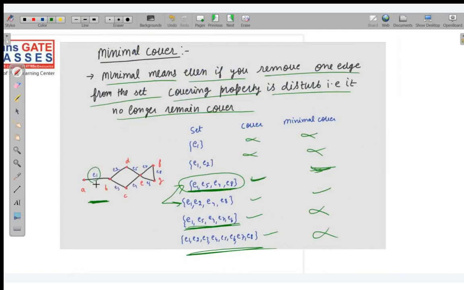Now pendant edge means the edge which covers a pendant vertex. Pendant vertex means a degree 1 vertex. In the starting of graph theory, I have told you. Just imagine it like the pendulum in your watch. In a wall clock we have a pendulum. So from here we have got the word pendant. So degree 1 vertex you can consider it as a pendant vertex.